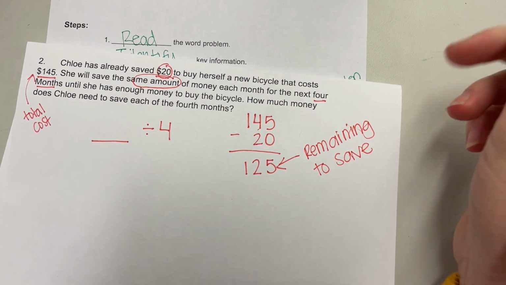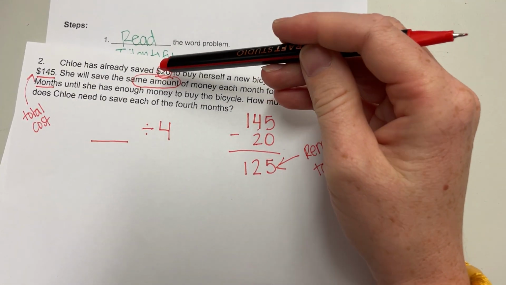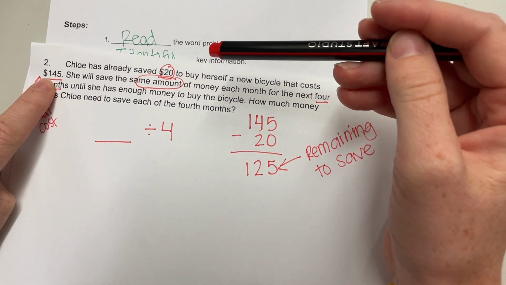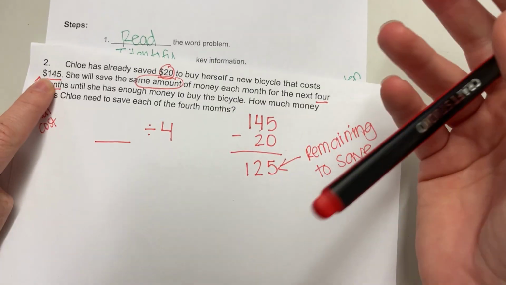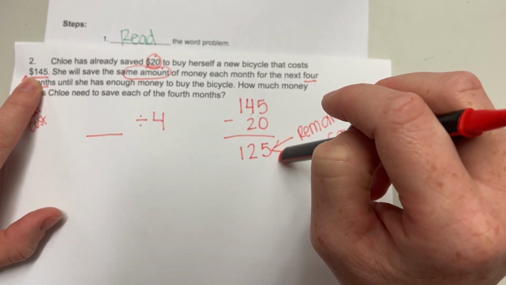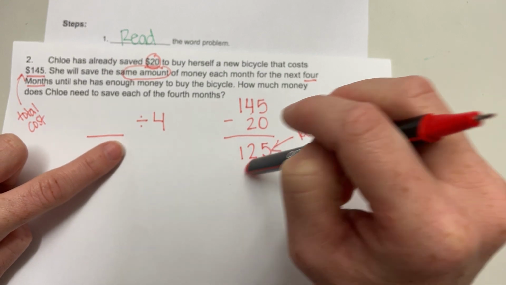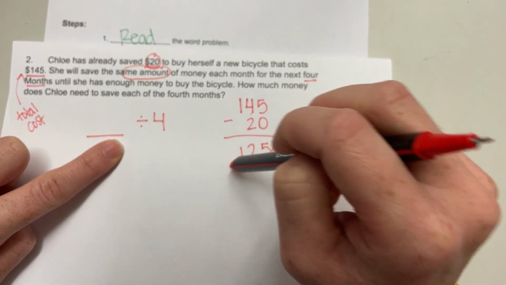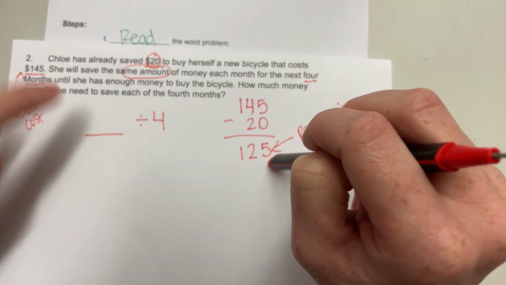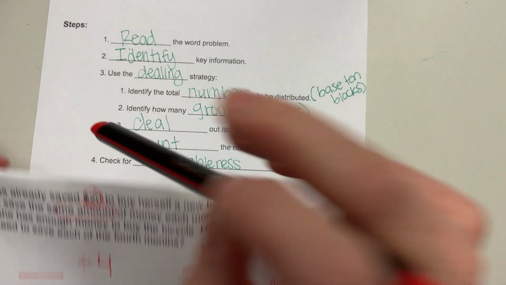So now I know that Chloe has $20. The bike costs $145, but if she already pitches in $20 to it, the bike is going to cost her $125. So each of the next months, we're going to see how much she has to save if she splits that amount up. So now we're going to use the dealing strategy.